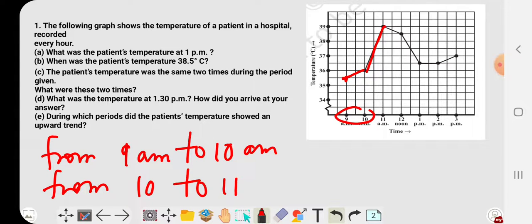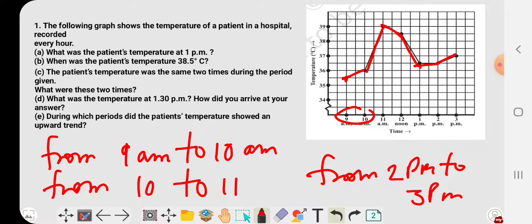Now 11 to 12, it has declined. 12 to 1, it's again declined. 1 to 2, there is no change. And from 2 to 3, there is again an upward trend. So one more interval is there, from 2 p.m. to 3 p.m. So these three will be the answers for part E. Now this is done. I hope you understood it very well.